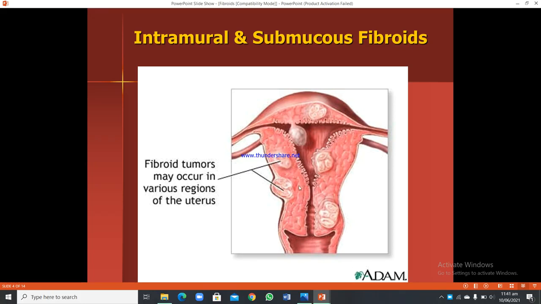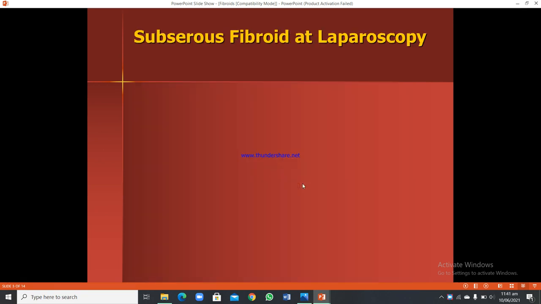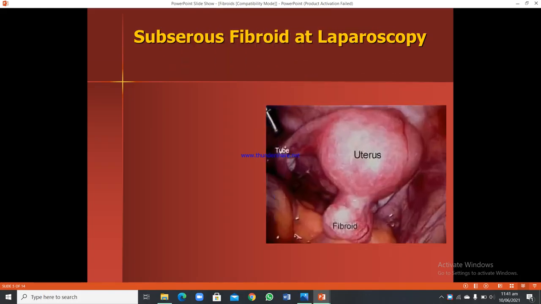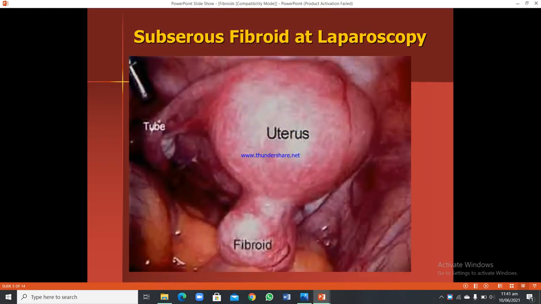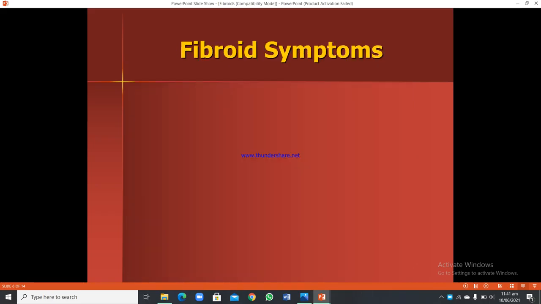Fibroid tumors may occur in various regions of the uterus. This is to show, you can see in the picture. Subserous fibroids at laparotomy, at laparoscopy you will see. It will look like this: uterus, and it's a fibroid, and it's a tube. This is a view during laparoscopic examination.